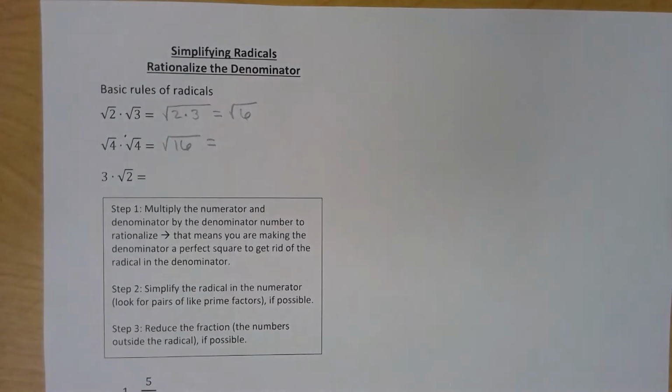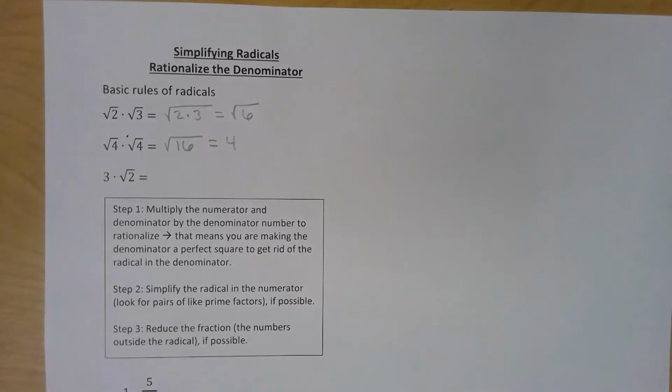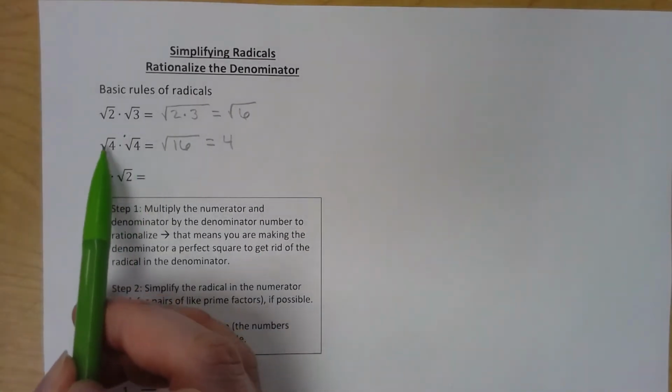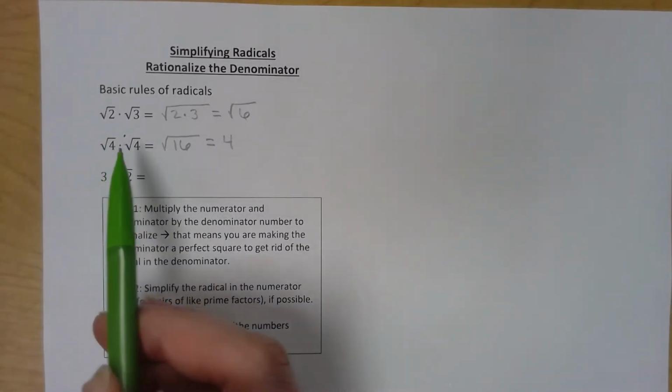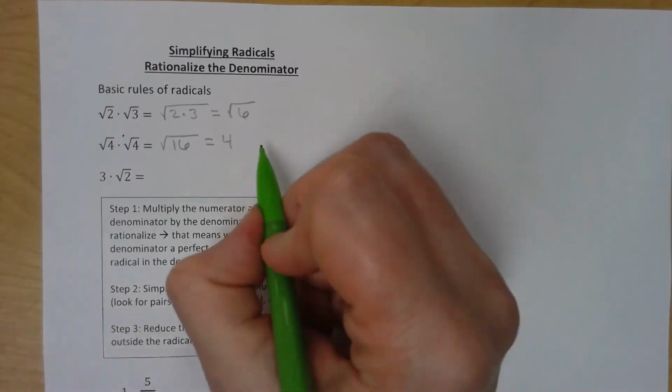Well, the square root of 4 can be simplified. That is a perfect square and it equals 4. So if you have a pair of like factors, we can leave that as our answer of just that factor, equaling 4. Let's look at something else.